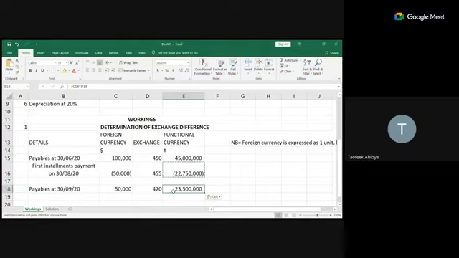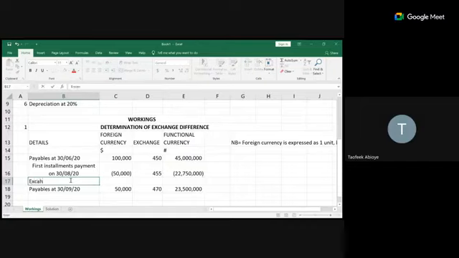So that's my answer. Now, if this is where we are going, there will be an exchange gain or exchange loss. So we now need to determine, is it an exchange gain or exchange loss?